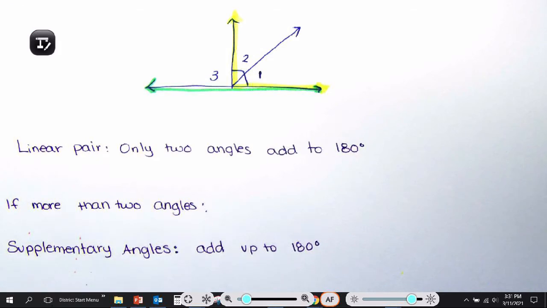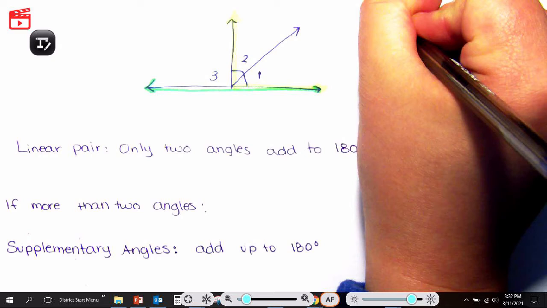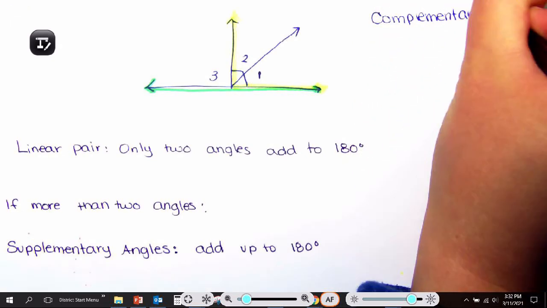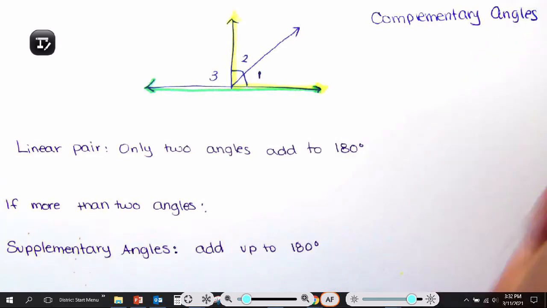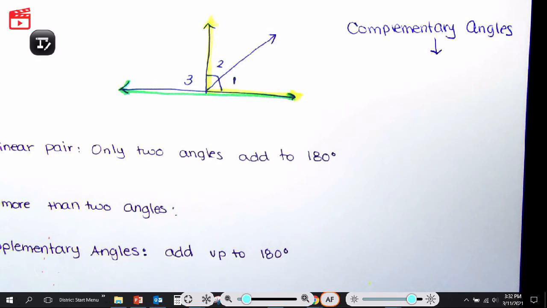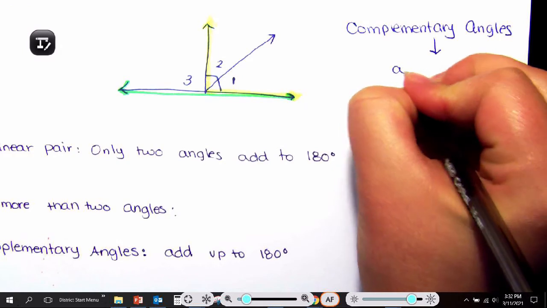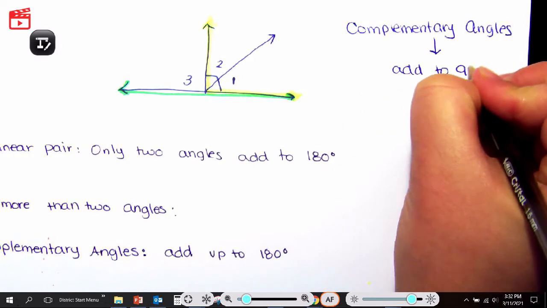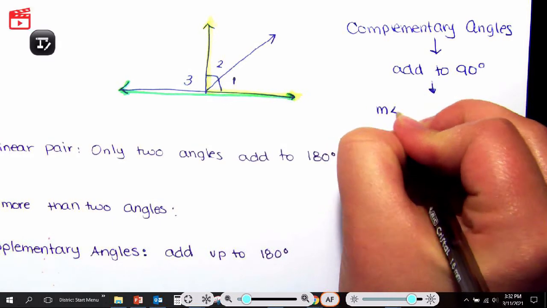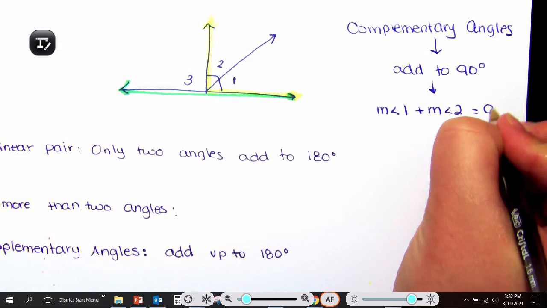Okay, so what do we have here? So let's talk about this real quick. What do we have? We have complementary angles. What does that mean? That means we have angles that add up to 90 degrees. Which angles? What does that mean? That means the measurement of angle 1 plus the measurement of angle 2 is equal to 90 degrees.